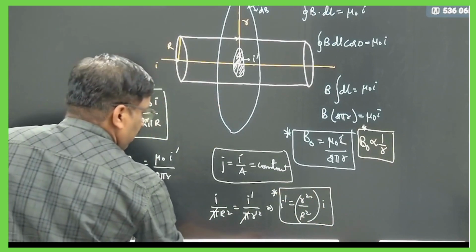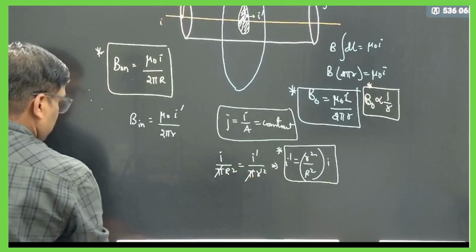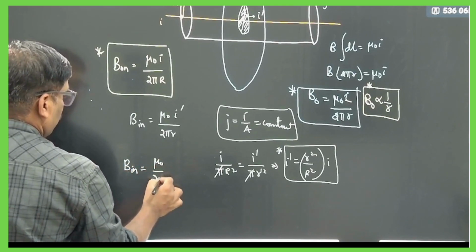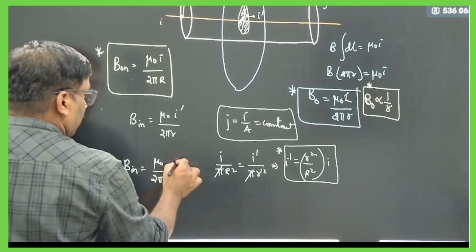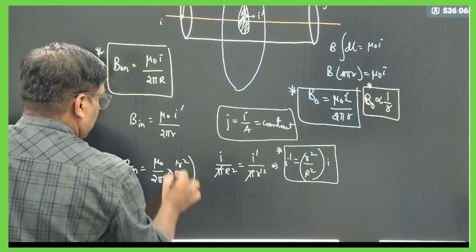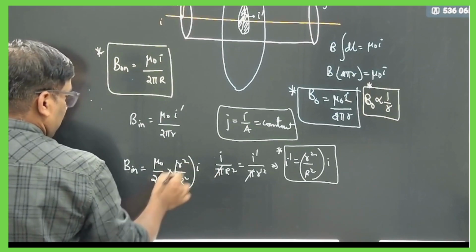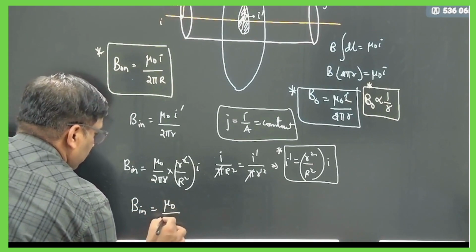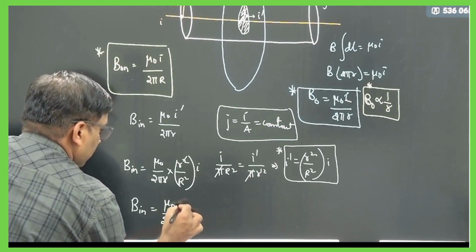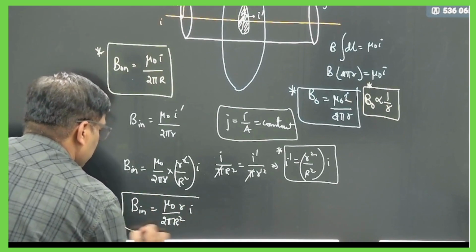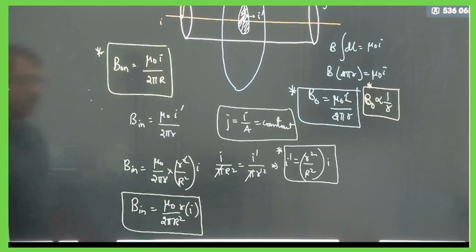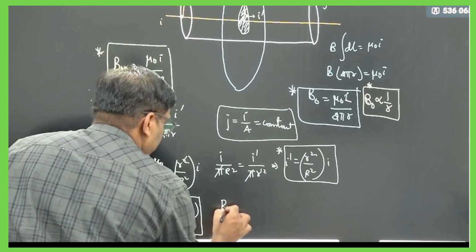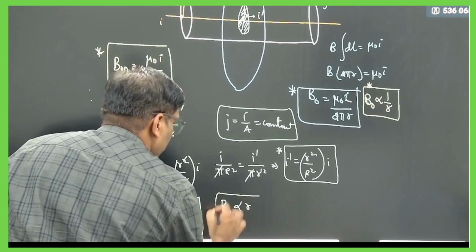Substitute here. What can you rewrite it as? B inside will be equal to mu naught by 2 pi r into I dash, which is r square by capital R square into I. So one r gets cancelled out. So inside it is mu naught by 2 pi R square into r into I. This is the magnetic field inside of this one. So the magnetic field inside is directly proportional to r.